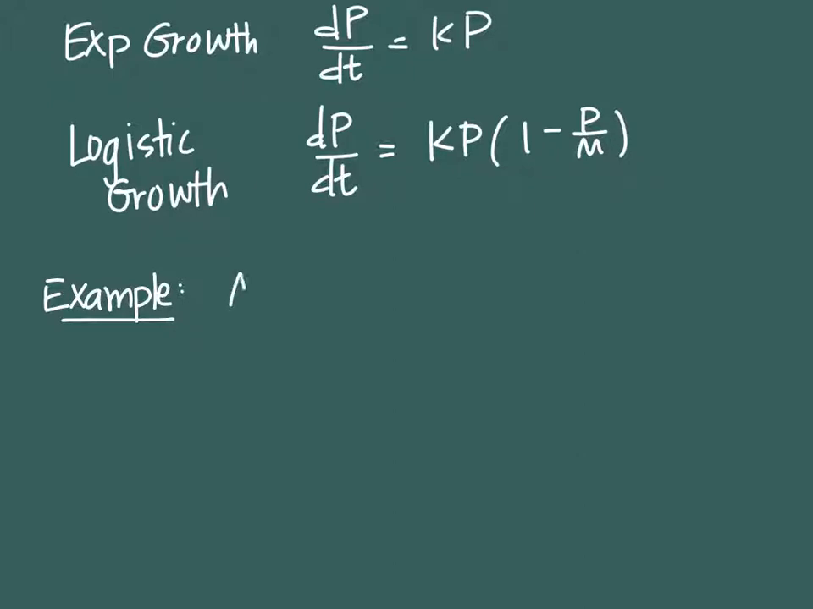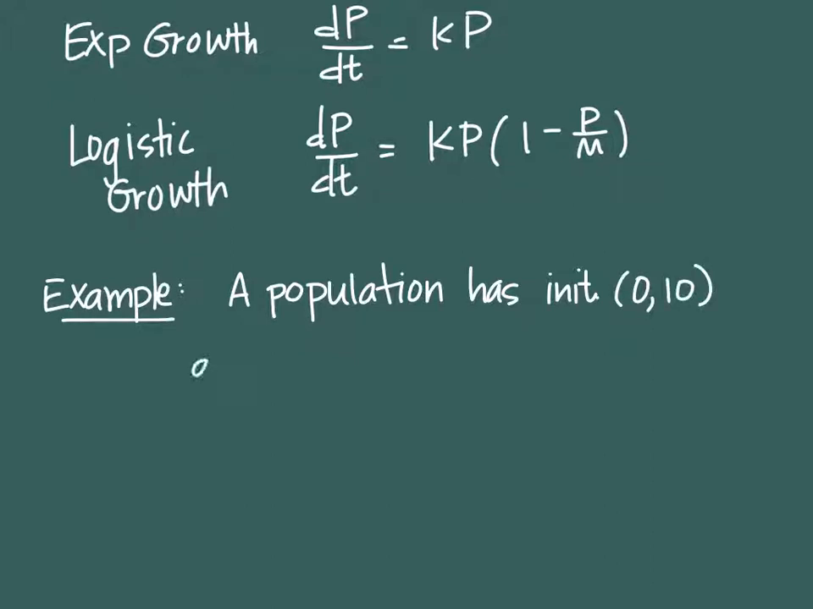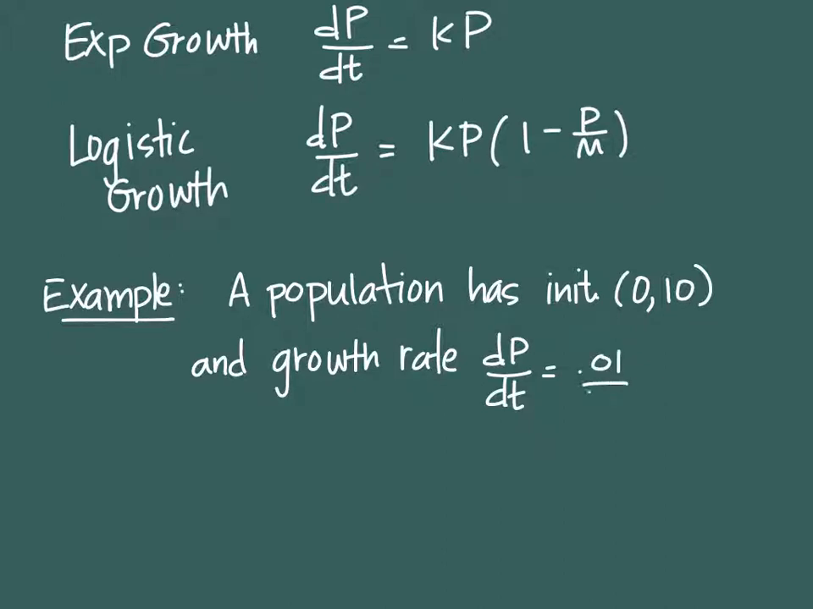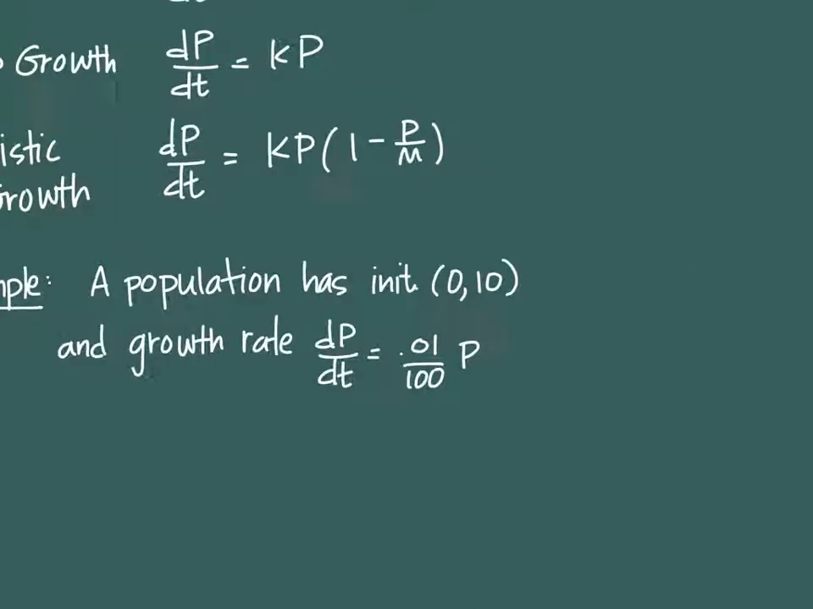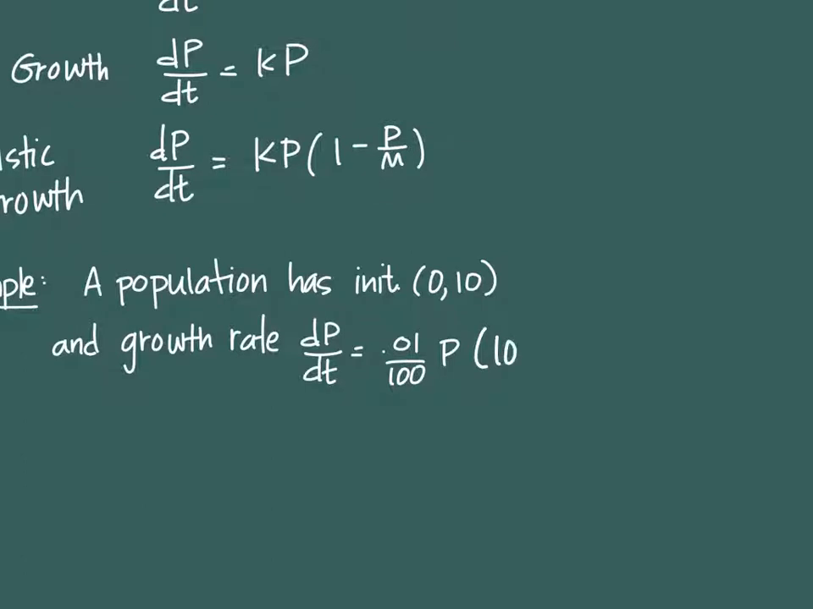All right, so let's suppose a population has initial condition of P(0) = 10, and growth rate dP/dt equals 0.01 over 100 P times 100 minus P. Okay, so now we're ready to go.